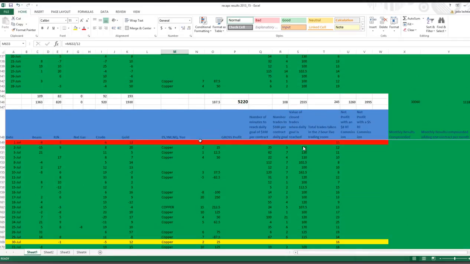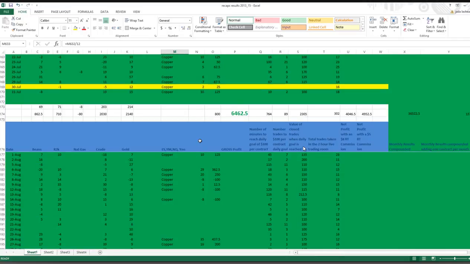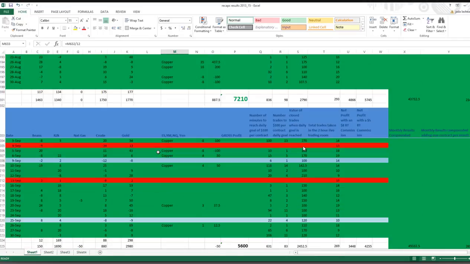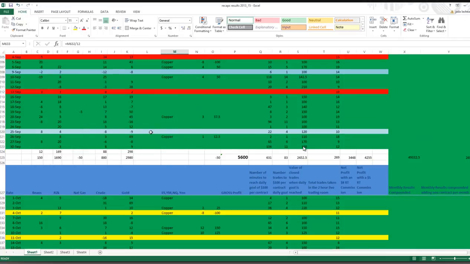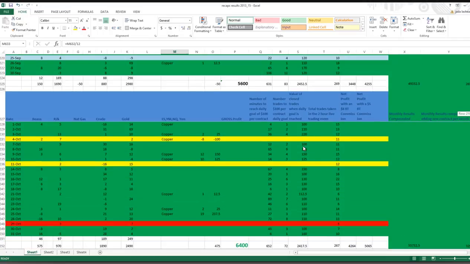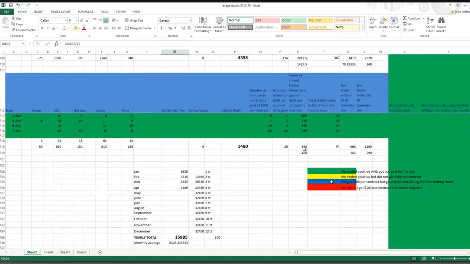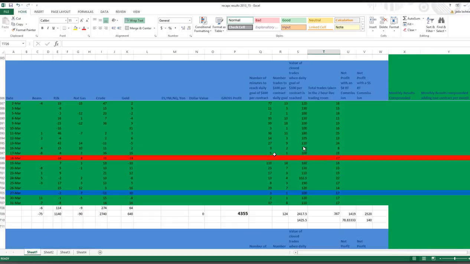The red ones are losing days. There's a little thing down at the bottom. If it's blue like this, it means we got our goal, but we gave it all back. If it's yellow, we ended positive, but we didn't get our goal. If it's green, we ended positive and we got our goal. If it's red, we didn't end positive and we didn't get our goal. You can see there's not too many red days.